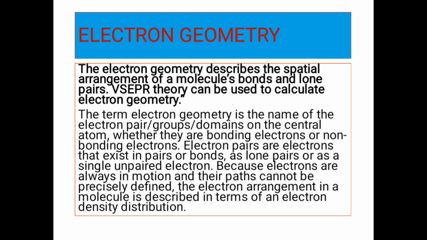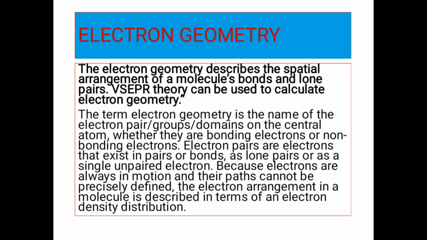Okay, so let's look quickly at the electron geometry. We have been talking about molecular geometry, and of course we have talked about electron geometry at one point, but to make it clearer, electron geometry describes the spatial arrangement of a molecule's bond and lone pairs. VSEPR theory can also be used to calculate electron geometry. The term electron geometry is the name of the arrangement of electron pairs or groups or domains on the central atom, whether they are bonding electrons or non-bonding electrons.